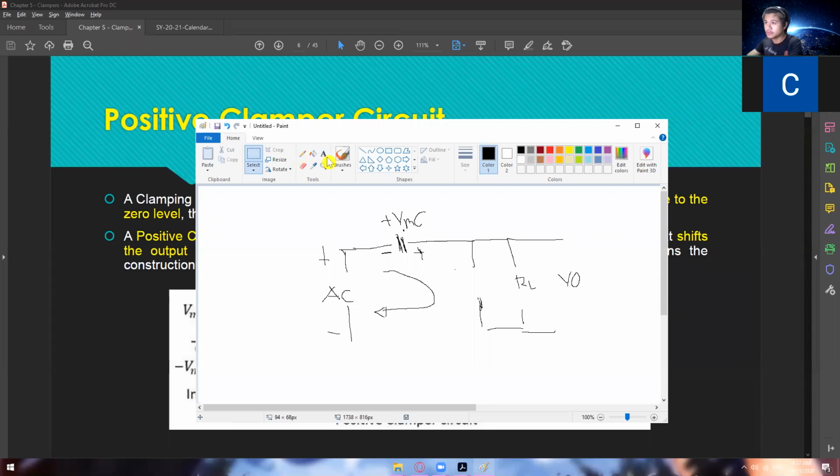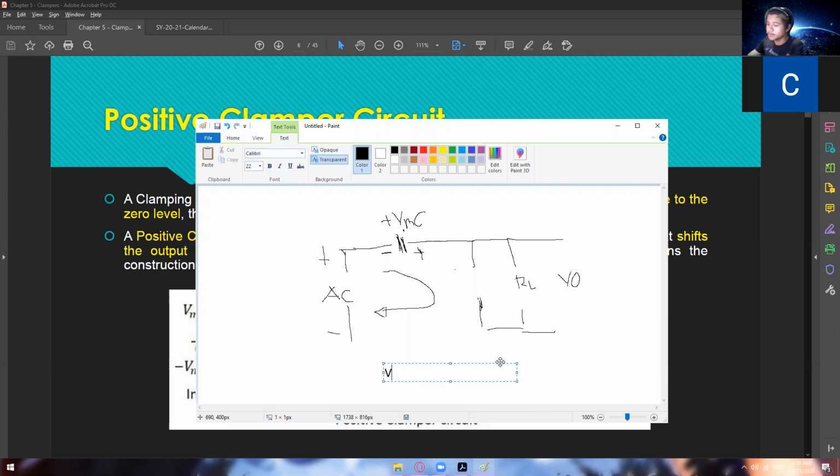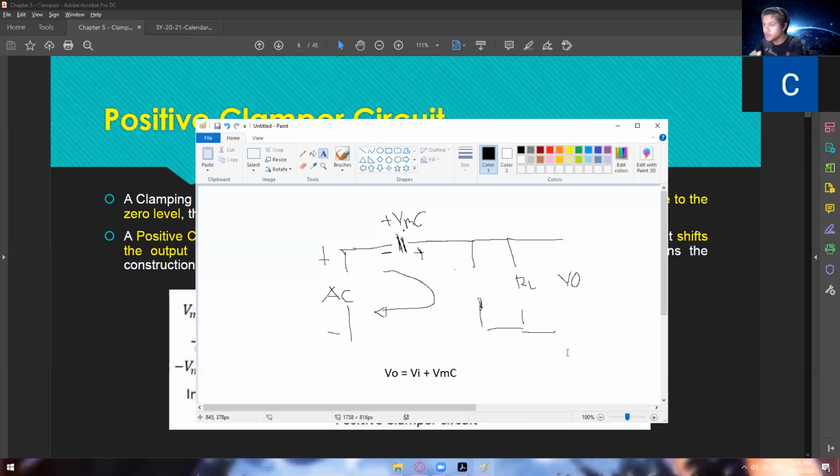If you're going to calculate for V sub O, V sub O is equal to, just base it on the polarity, positive V sub I and then positive VMC. So as you can see, this one is a positive clamper because it only outputs positive voltages. So that's how you will know the correct polarity of our capacitor.